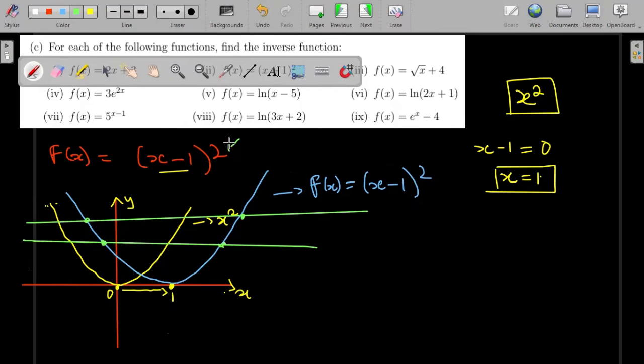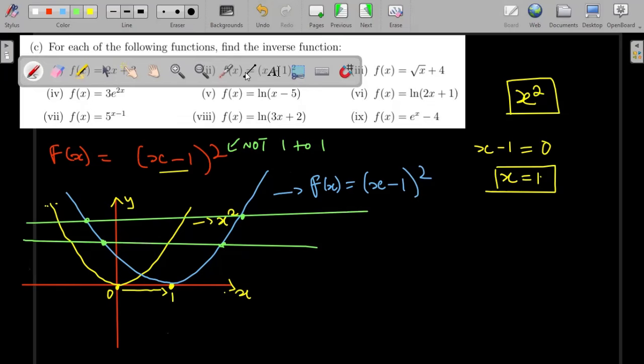Okay, so meaning this function is not 1-to-1. If a function is not 1-to-1, then it doesn't have an inverse, okay? There's no inverse for it. So what do we do now to get some sort of an inverse? We have to limit the domain, okay?